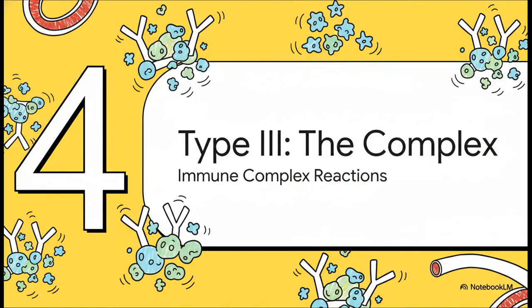Okay, on to Type 3. The problem here isn't antibodies attacking a cell that's fixed in one place. Instead, you have antibodies binding to soluble antigens, stuff just floating around in your bloodstream. They form these clumps called immune complexes that can cause major problems wherever they end up lodging.